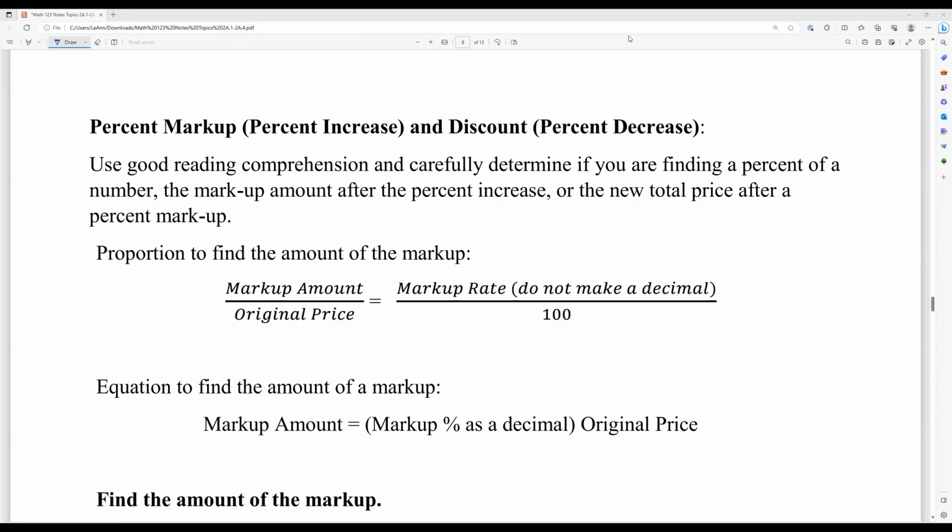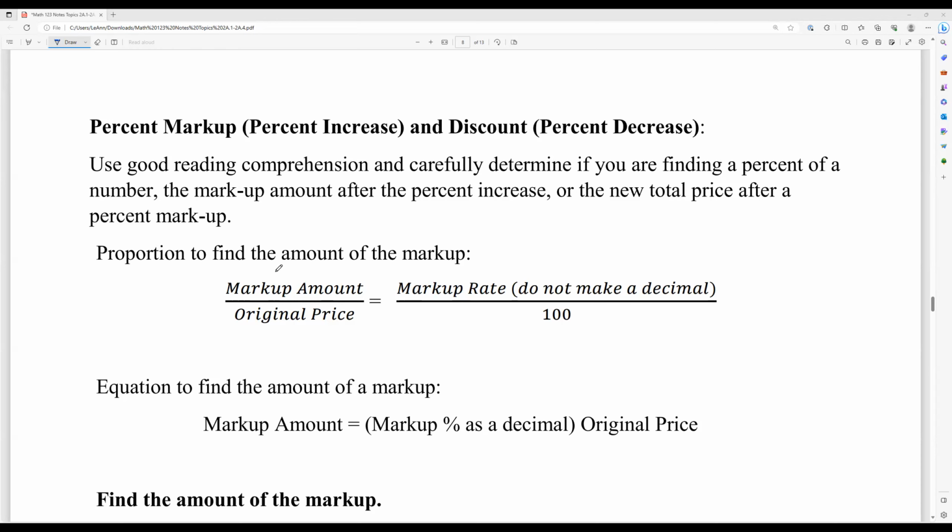All right, this is the continuation of the notes about the markups, and we did some of those together in class. And we also wanted to look at the discount, or another way of saying these two things are percent increase and percent decrease. So let's just recap kind of what we learned about in that very last section.